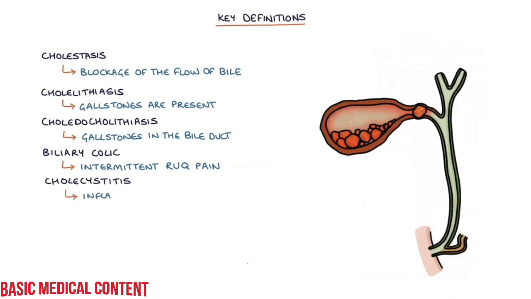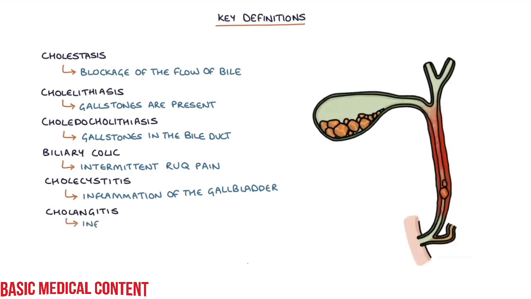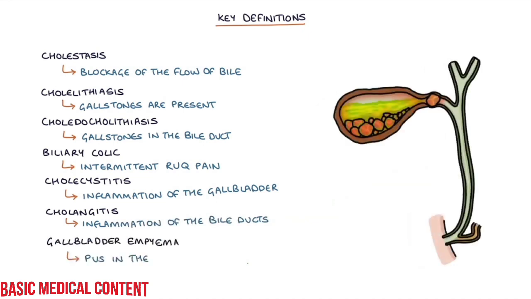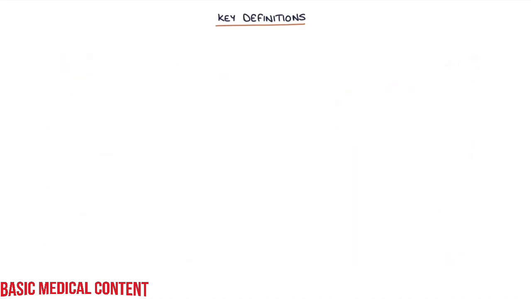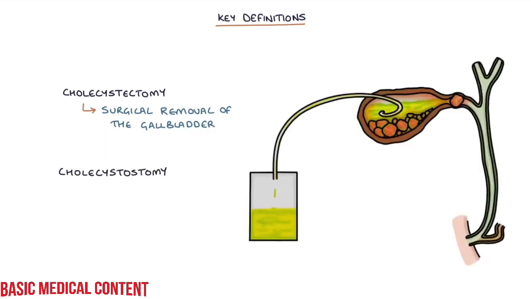Cholecystitis refers to inflammation of the gallbladder. Cholangitis refers to inflammation of the bile ducts. Gallbladder empyema refers to pus inside the gallbladder. Cholecystectomy refers to surgical removal of the gallbladder. And cholecystostomy refers to inserting a drain into the gallbladder.